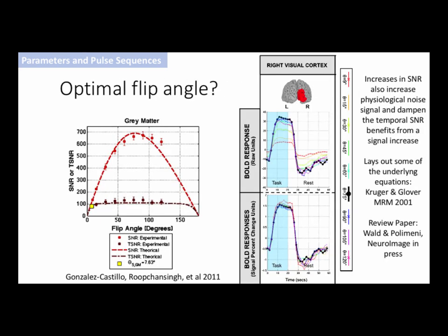And I should say, I'm not in the state to think about this on the fly, but the equations for this are pretty simple. They're in this paper by Javier Gonzalez-Castillo, and in some of these reference papers here. If you want to look them up, you can calculate other scanner strengths and other factors pretty quickly.